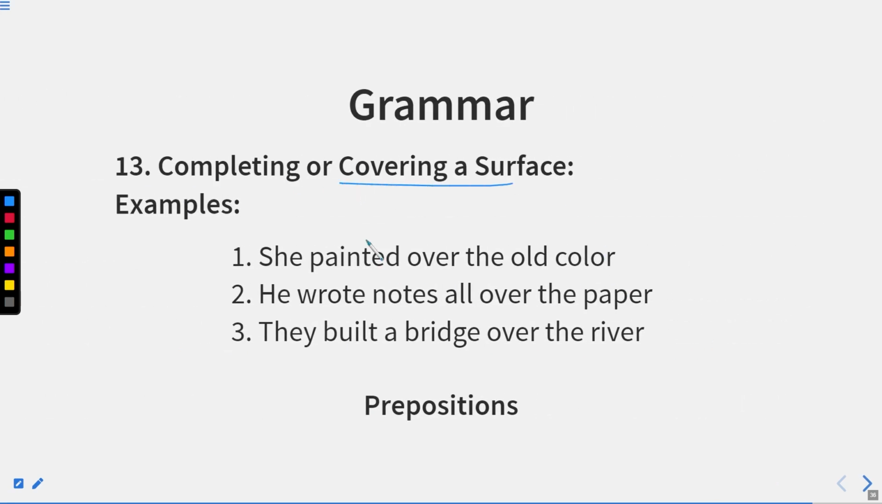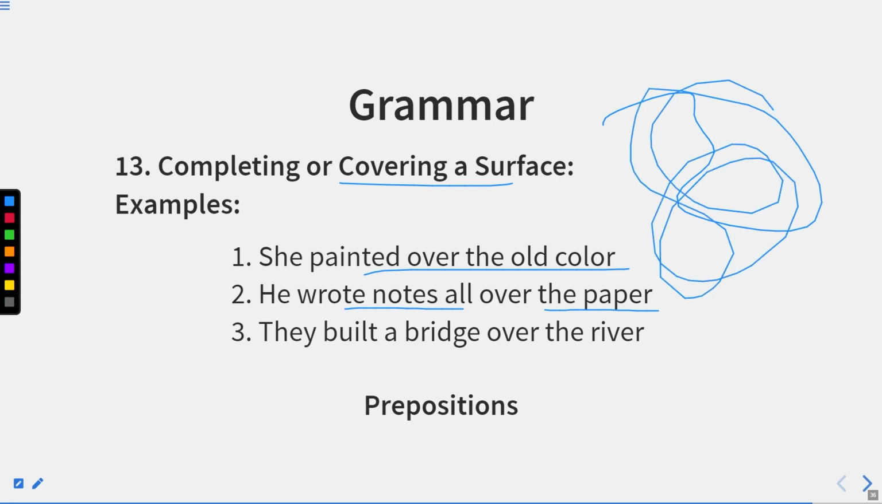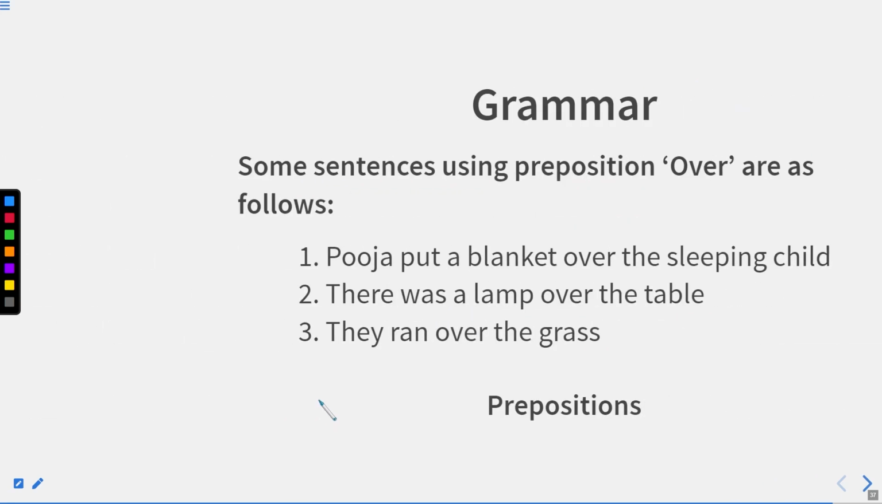Completing or covering a surface. She painted over the old color. It means she hid the old color with the new one. He wrote notes all over the paper. So all over the paper, it means like this, as I'm doing right now. They built a bridge over the river. So the river is here and they built the bridge over here.